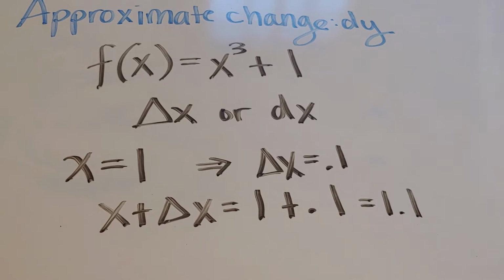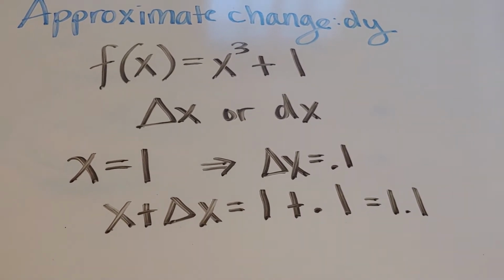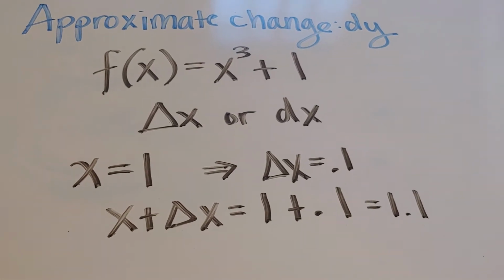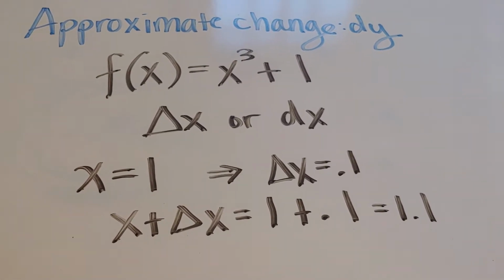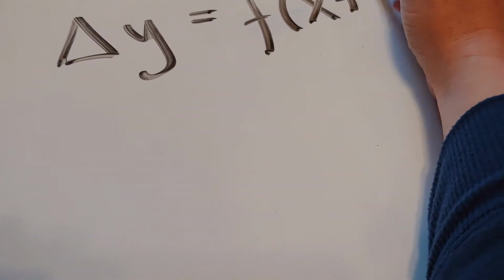Well, if you wanted to know how much y changed, you'd find the y values of each point and then subtract to see the change. So that is our formula for delta y, the actual change. So delta y is f of x plus delta x minus f of x.